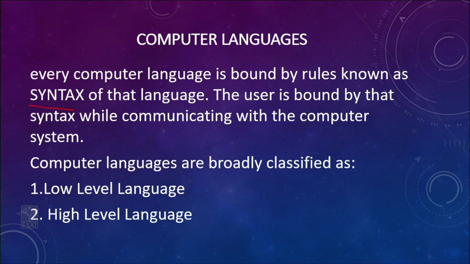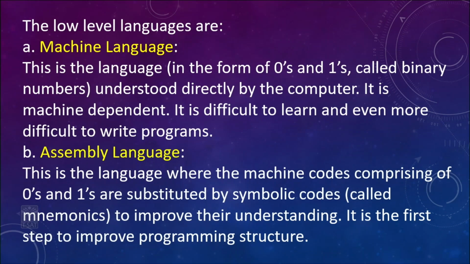So, the languages are of two kinds. One is a low level language, another one is a high level language. Now we discuss what is low level and high level language. The low level language means machine language. This is the language in the form of zeros and ones, meaning 0 and 1 are called binary digits, the binary system, because the computer can understand only the binary language, that is, understood directly by the computer.